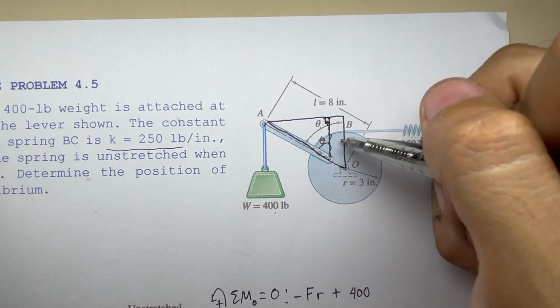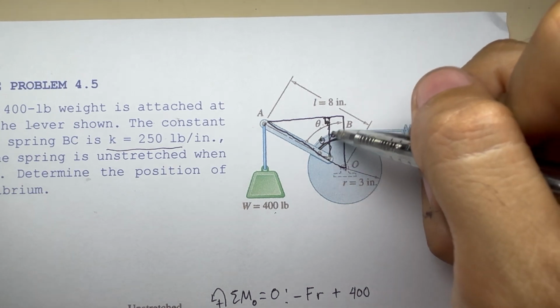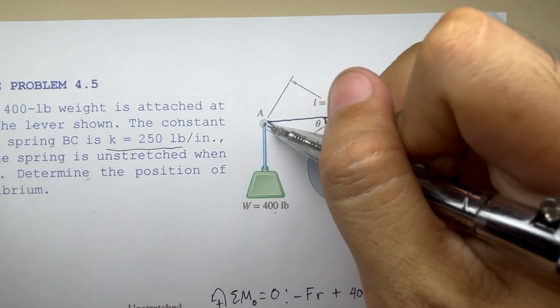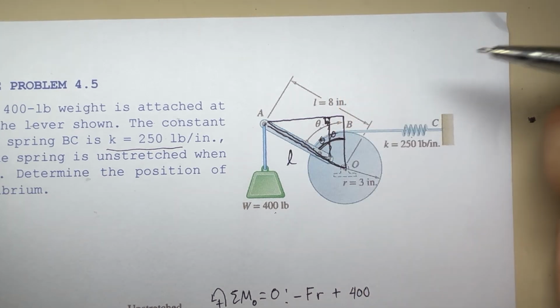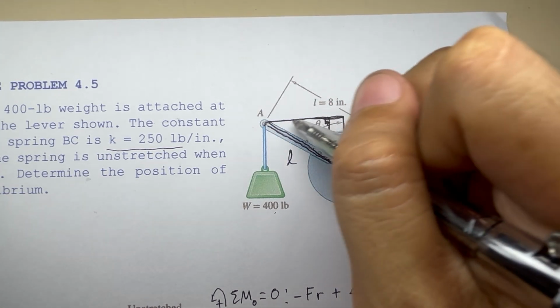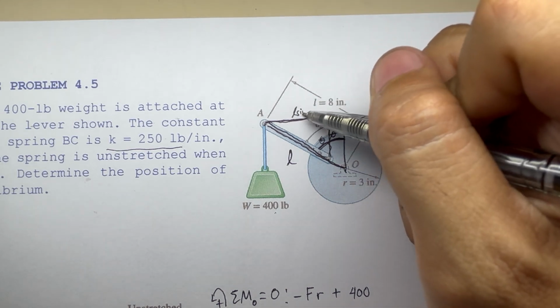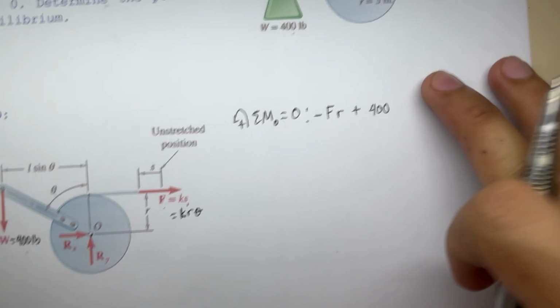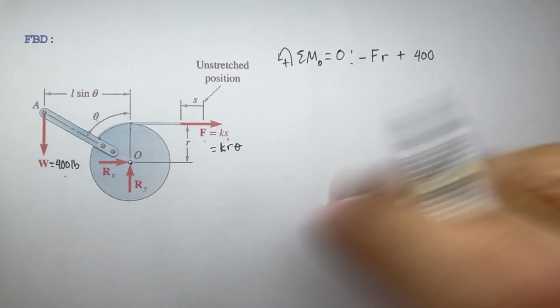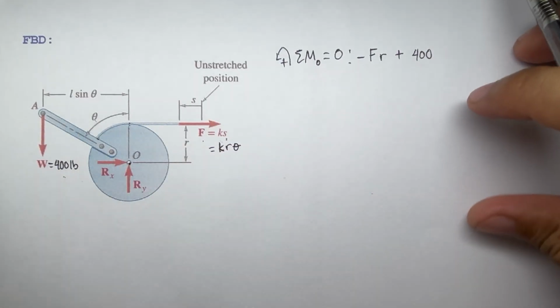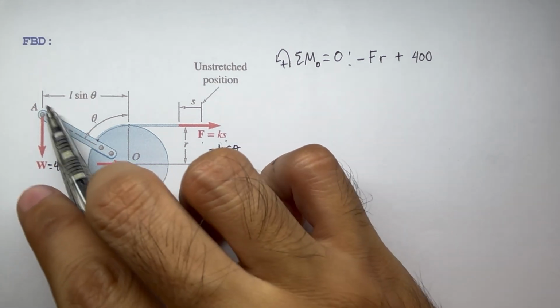This angle here, this is our theta. The length of this one here is L. So therefore, the length of this one here, opposite, we have L sine theta. That's why we have L sine theta written here. Okay, so that would be its moment arm.